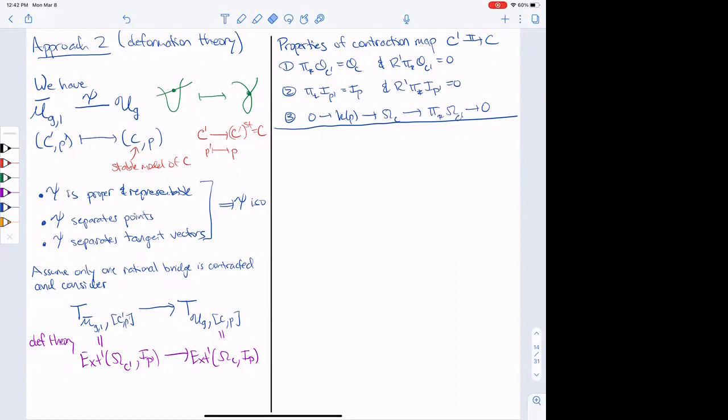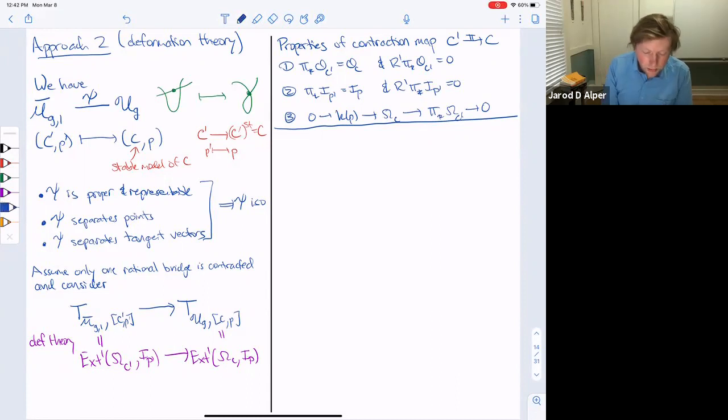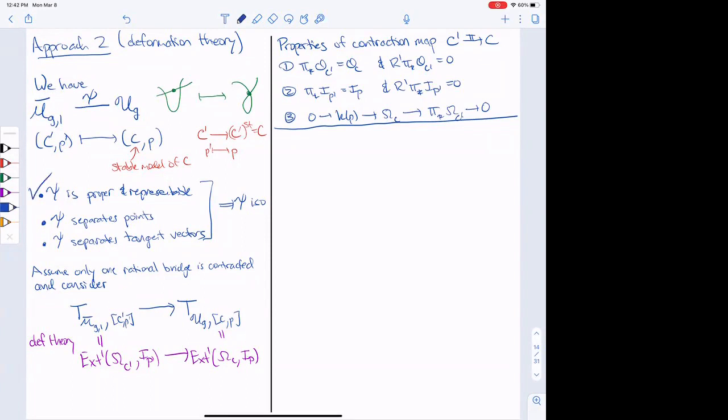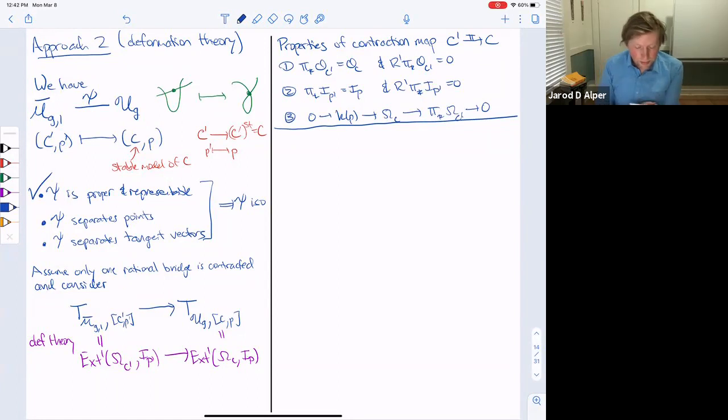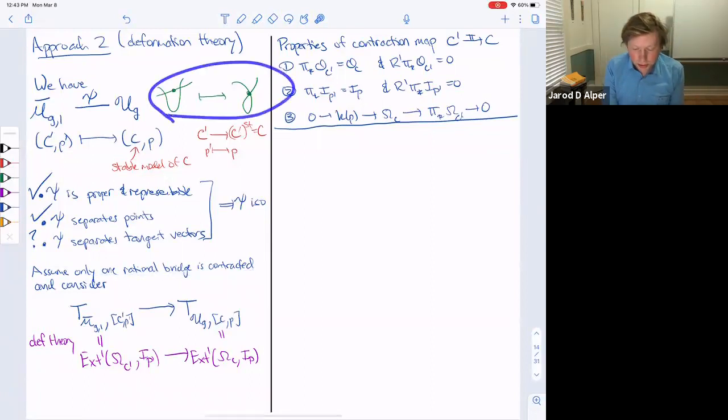Okay, thank you. Right, and actually, of these things, we already know, by bistable reduction, that both M_{g,1} bar and U_g are proper. So we get that this map is proper for free. One can check that the induced map on automorphisms is injective, so you get representability. And you can check that it's injective on points just directly. So the challenge is in showing that it separates tangent vectors, and that's where the deformation theory shows up. Let's assume for simplicity that there's only one rational bridge contracted, like in this picture.